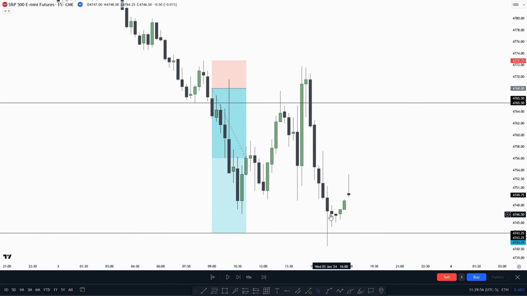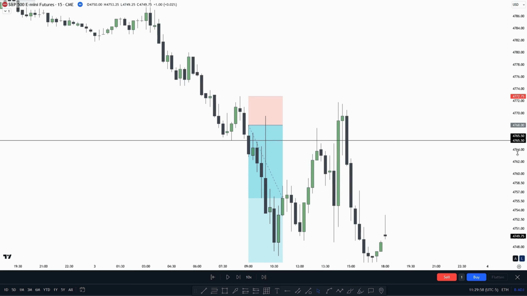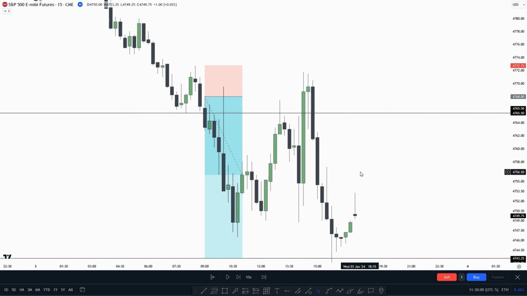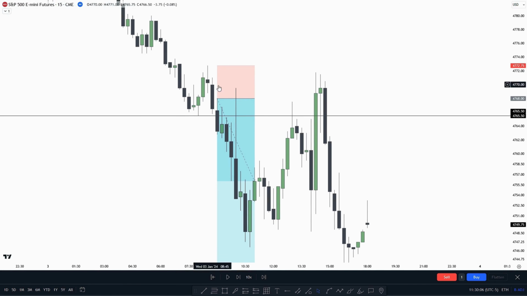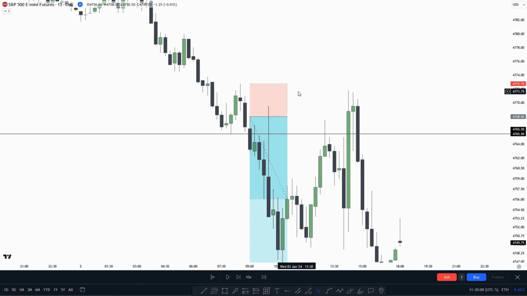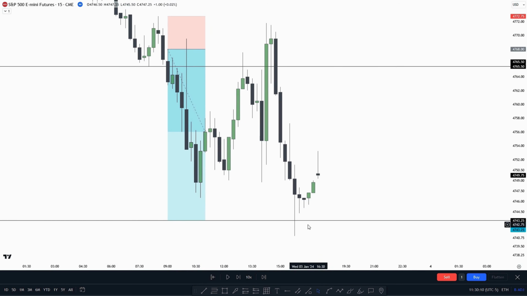So we see price takes out the sell side liquidity, but it really isn't the best trade if you see price almost stop you out. But of course, if you have kept your stop loss at this high, it would work out great, as we took out the sell side liquidity.